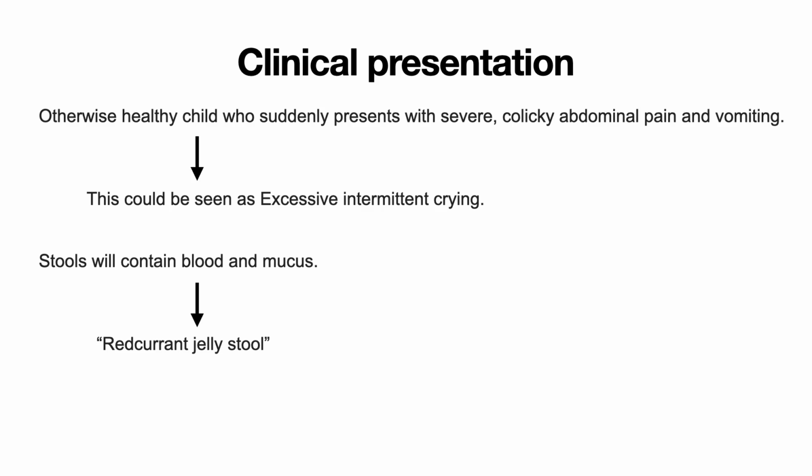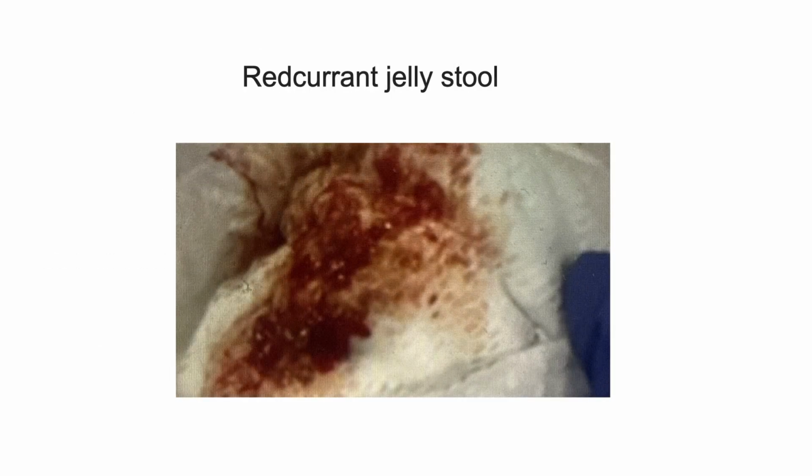So, the complaint of the mother is excessive intermittent crying of the baby. As the condition progresses, their bowel movements change. While the very first stool passed after the onset of the pain might be normal, about 30% of the subsequent stools will contain blood and mucus. This is famously referred to as the recurrent jelly stool, which is a pathognomonic feature of this condition.